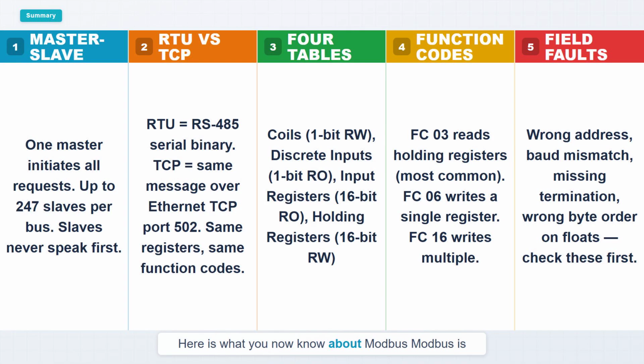Here is what you now know about Modbus. Modbus is a master-slave protocol where one master polls up to 247 slaves. Modbus RTU uses binary serial RS-485. Modbus TCP runs over Ethernet. The 4 data tables are coils, discrete inputs, input registers, and holding registers. Function code 03 reads holding registers, the most common industrial operation.